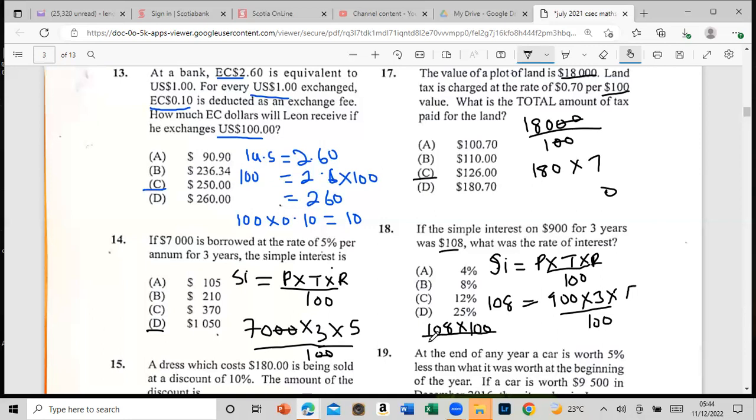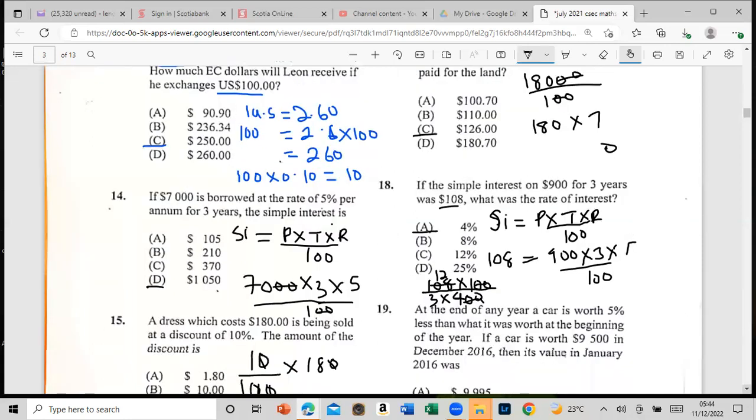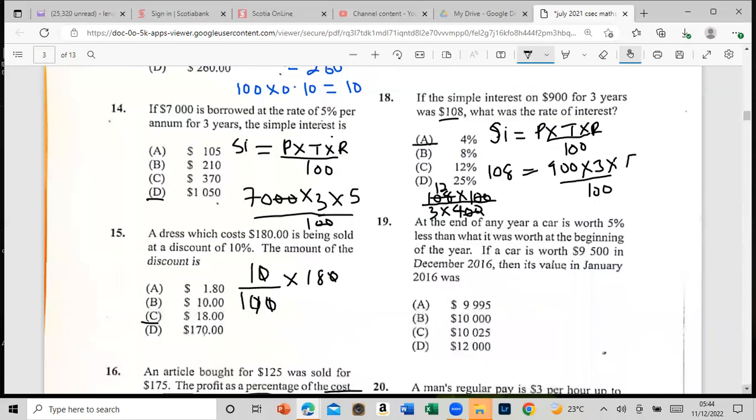So it's what? 108 times 100 over 3 times 900. Let's do some calculation. Boom. 9 into 108 is 12, right? And then 12 divided by 3 is 4. So the rate would be 4%. Sorry about this space, guys. The space is really limited, but I hope you guys listen to the words.